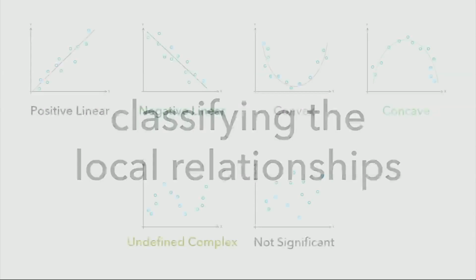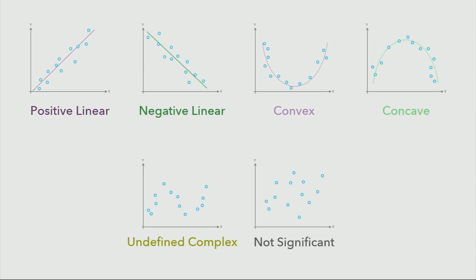So the tool has a second act to it. It will classify the local relationships and summarize all of that information into these categories. It can be positive linear, negative linear, convex, concave, quadratic essentially, or undefined complex, because entropy will also give you an assessment of those types of relationships, or perhaps not significant.